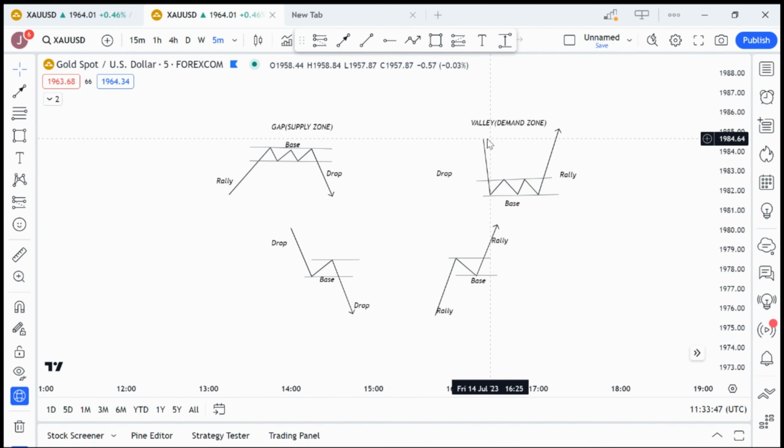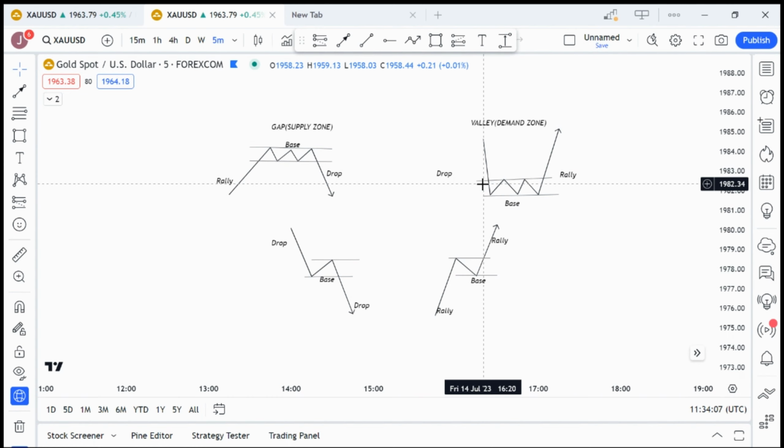Then for the valley, the price was in a downtrend, that is the drop, then a base, the little consolidation, and a breakout to the upside, that is the rally. We call it drop base rally, telling you that this market has reversed from a downtrend to an uptrend.